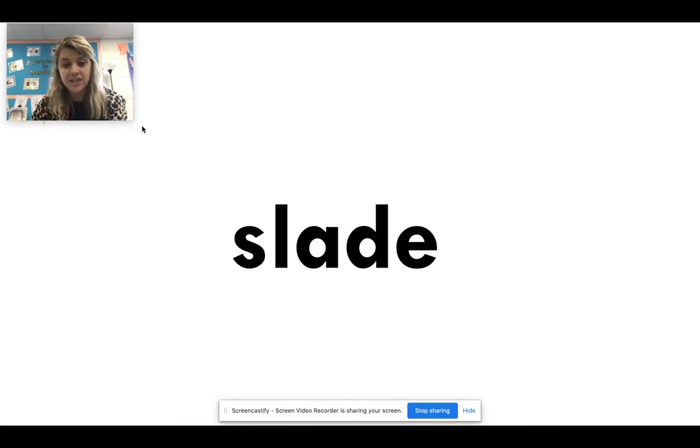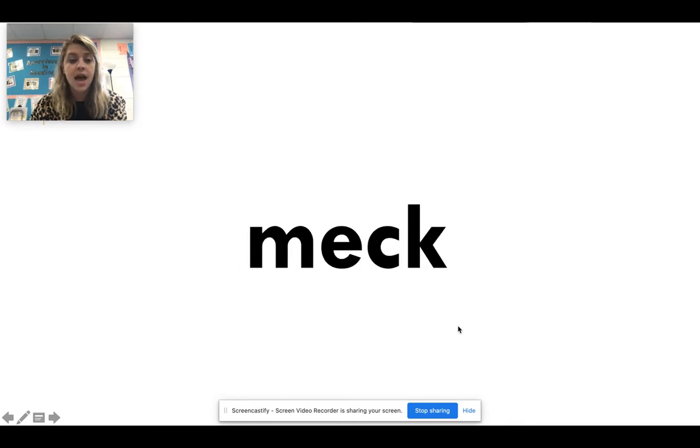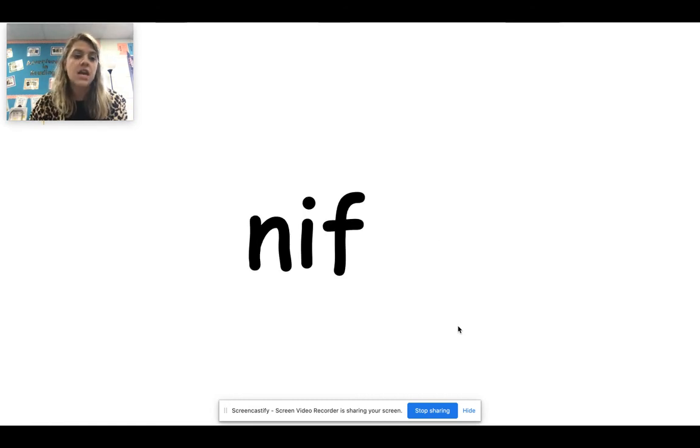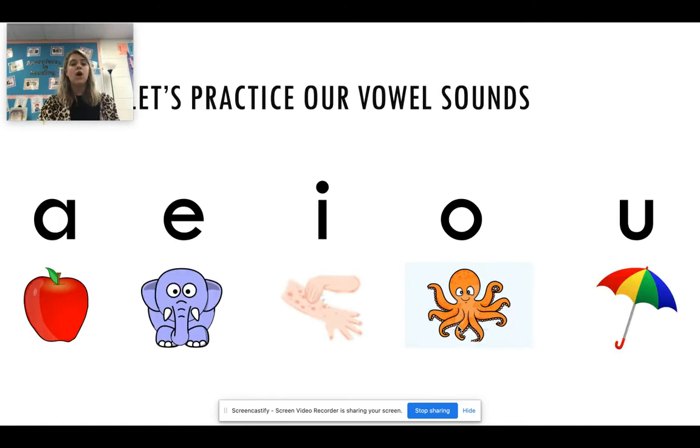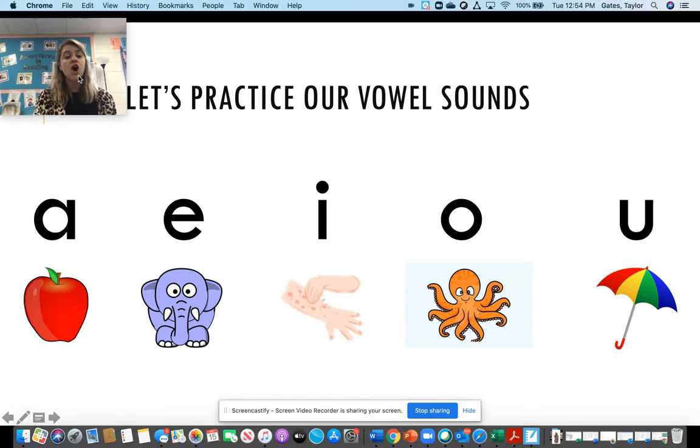Slade. Remember that magic E right there? Makes that A say its name. Slade. Good job. Mek. Good job. Niff. Good job. Daff. Good job. All right. Now, remember, our vowels are the hardest thing that we normally practice with reading, so we practice them every single day, okay? Now, I'm going to say some words, and remember, you're going to point really big to which letter it is that you hear in the middle of the word.